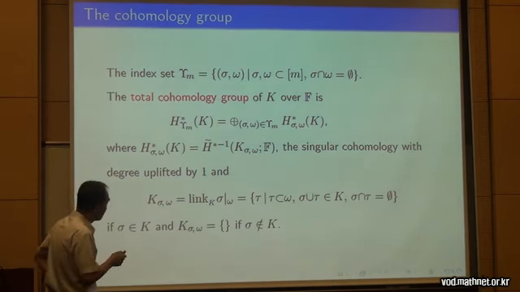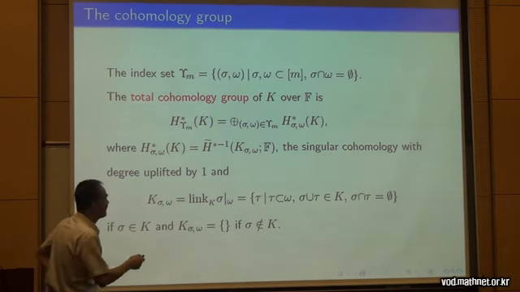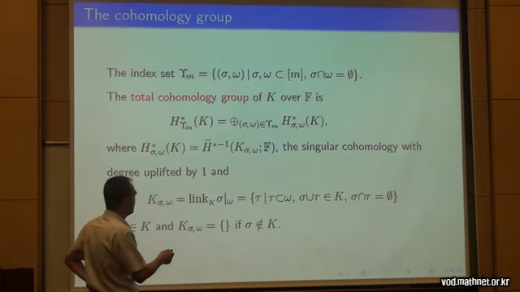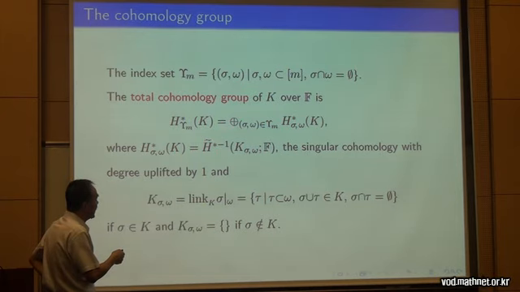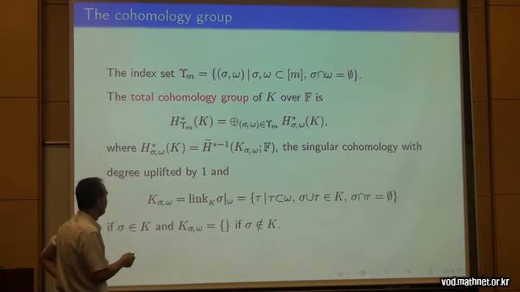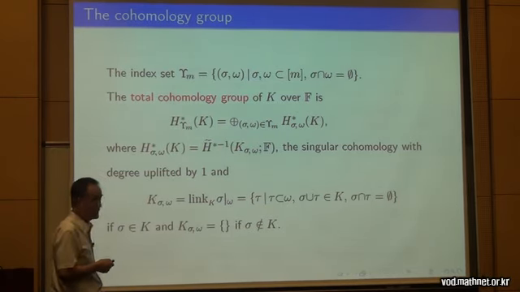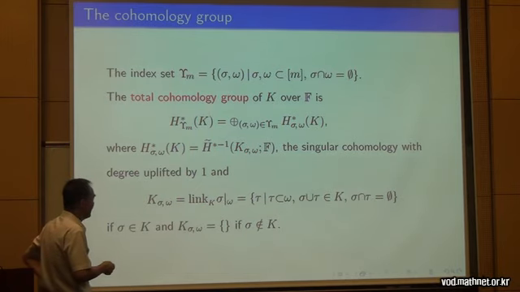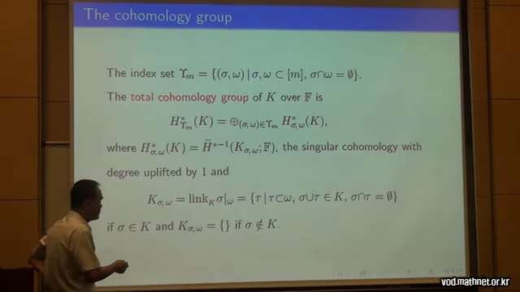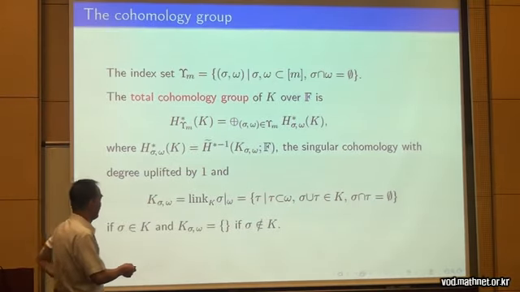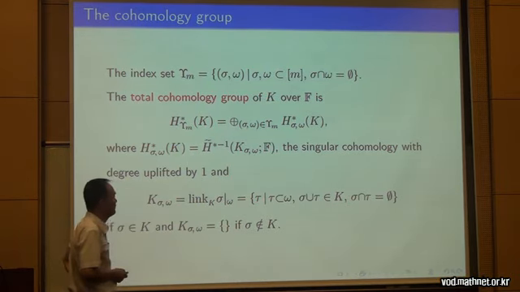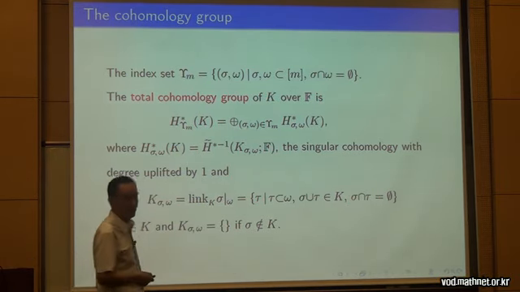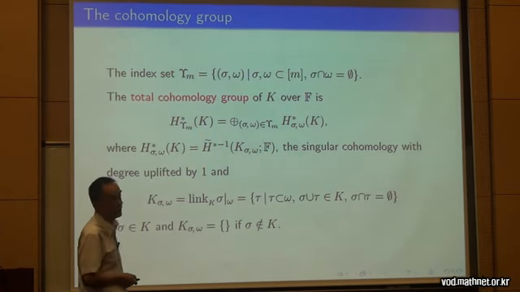The total cohomology group of K over F is this. It is the direct sum, of course, of its subgroups. This subgroup, H sigma omega K, is defined in this way. It is the simplicial cohomology group, with degree shifted by 1, of a simplicial complex. This K sigma omega is the simplicial complex that is the link of sigma, restricted to omega. Its simplices are all those subsets tau of [m], where tau is a subset of omega, and tau and sigma are disjoint and their union is a simplex of K.